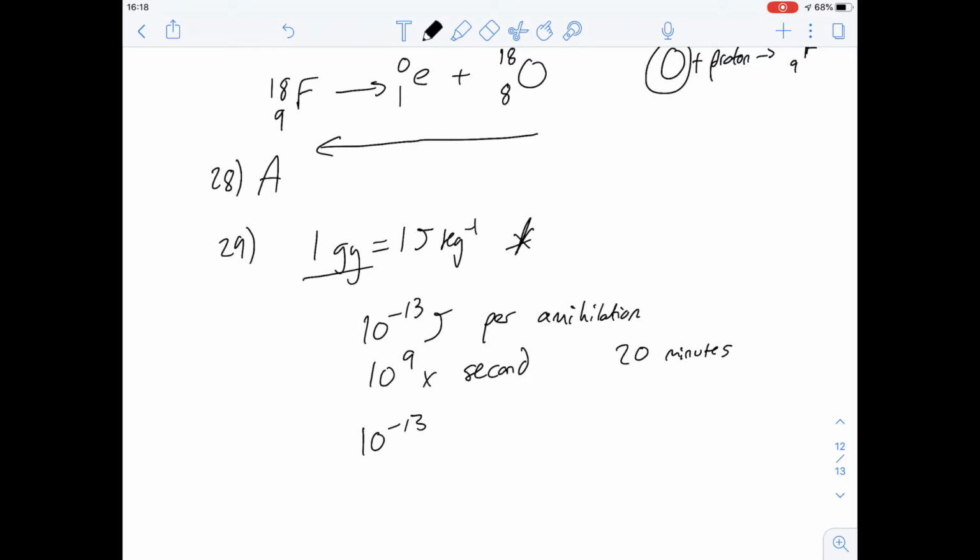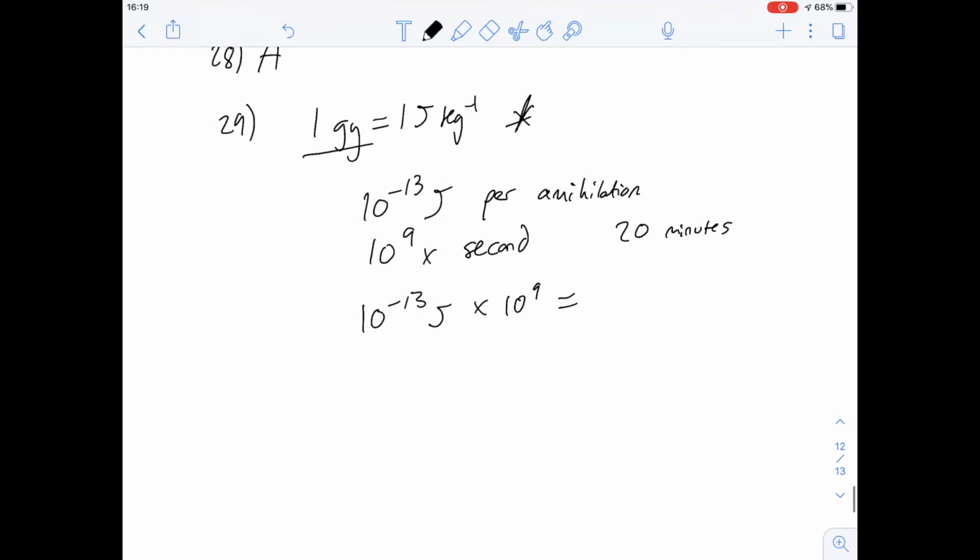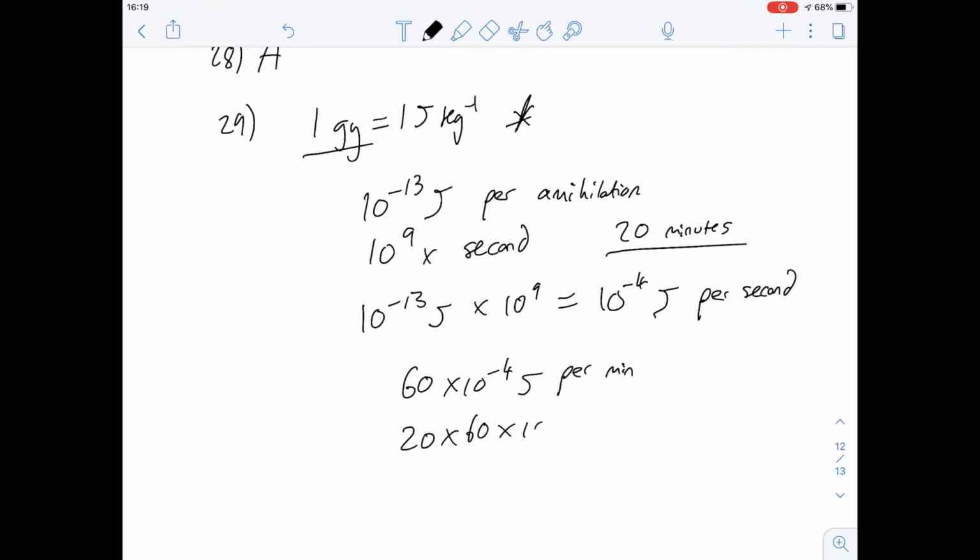So if we've got 10 to the minus 13 joules per annihilation, and that's happening 10 to the 9 times per second, that gives us the amount of energy that someone's exposed to per second. And that's going to be 10 to the minus 4 joules per second. So let's work out what it would be in 20 minutes. So 60 times 10 to the minus 4 joules per minute, or 20 times 60 times 10 to the minus 4 joules per 20 minutes.